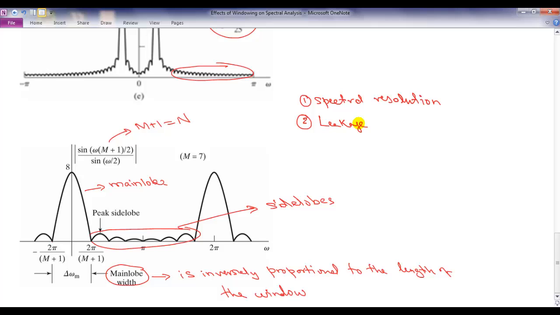You want a really skinny main lobe. And at the same time, you want your side lobes to be low. And it turns out that these are competing design criteria. You can't simultaneously achieve them for a given length of the window. If you fix the length of the window, you have to sacrifice one for the other. If you want to achieve both in the right fashion, then the only way to do that is to increase the length of the window.